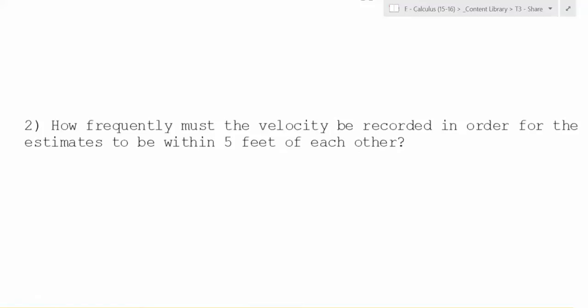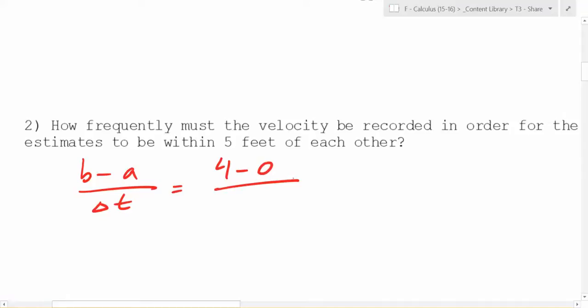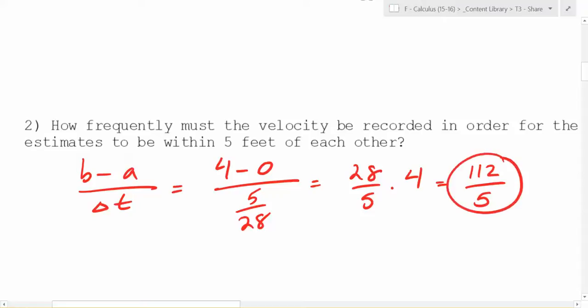Yeah, so you'd have the total width, which is b minus a, over the delta t. So what's that going to be? 4 minus 0 all over 5 over 28, which is 28 over 5 times 4. Is that correct? So what do we end up with there? 4 times 20 is 80. 80 plus 32 is, you got it, 112. So 112 over 5.